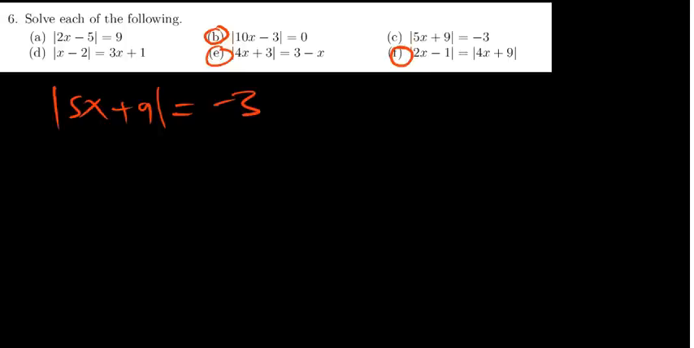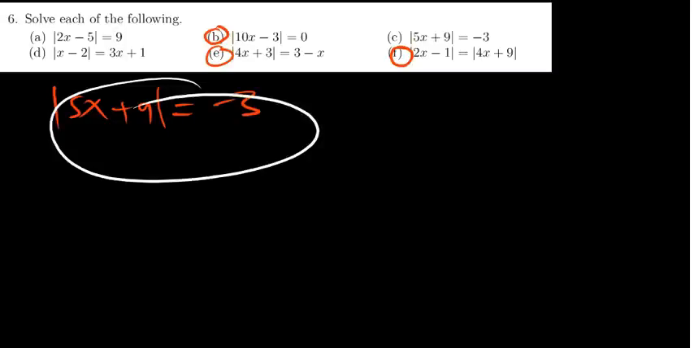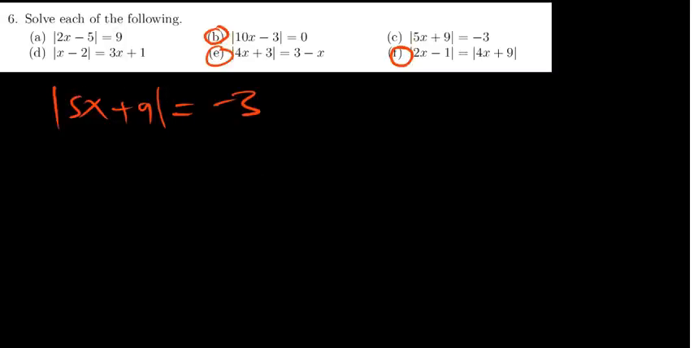I was also thinking like that, but let me solve. Don't even waste time solving. It has got no solution because the modulus can't come out as a negative. So this equation has got no solution. That's the answer. You don't have to explain the reason, but if you want, you can say because the modulus can't come out as a negative. So let's go to B.